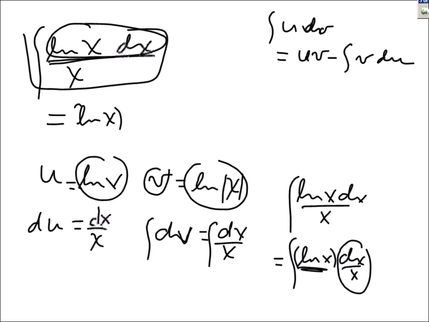So this integral on top is equal to u times v, ln of x times ln of the absolute value of x. Now, we know x is not negative. You can't take ln of a negative value. It can't be 0 either. ln of 0 is not defined. So it's ln of x times ln of x, which is ln of x squared.